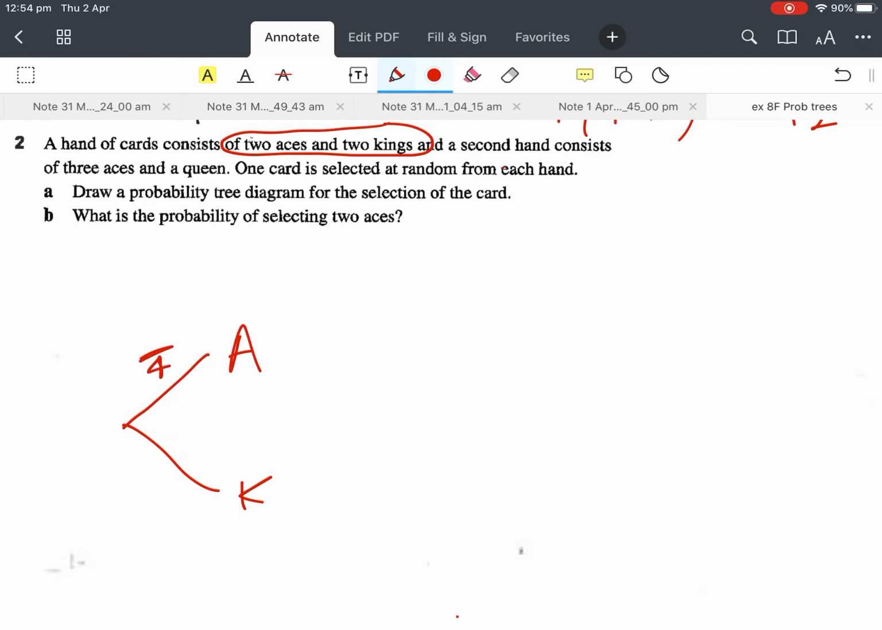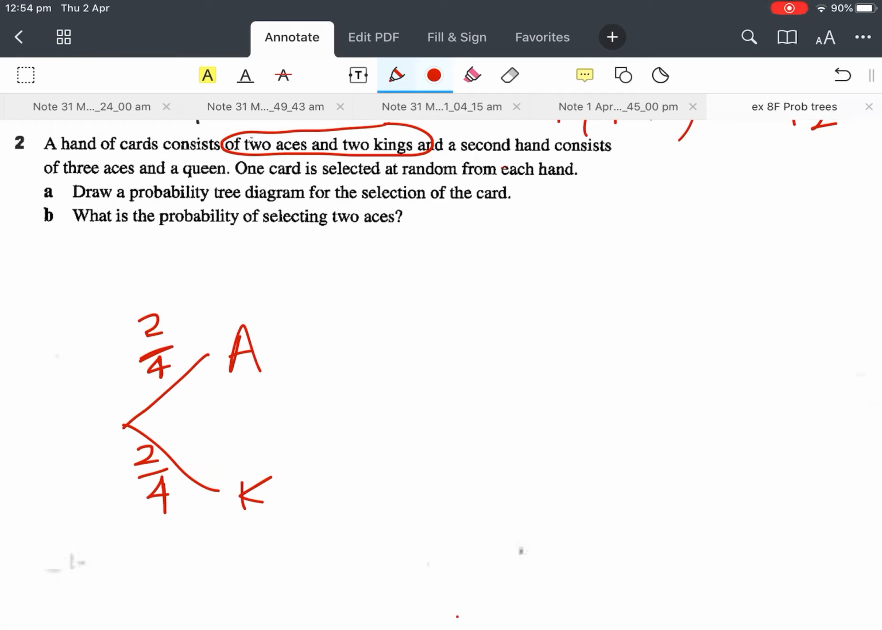So I'm going to do a fraction this time and show you how to do those. How many aces do I have out of the 4 cards? Well, 2 of them out of the 4 cards are aces. How many are kings? 2 of them out of the 4 are kings. So that's how I do this instead of drawing 4 branches and making my probability tree really huge.